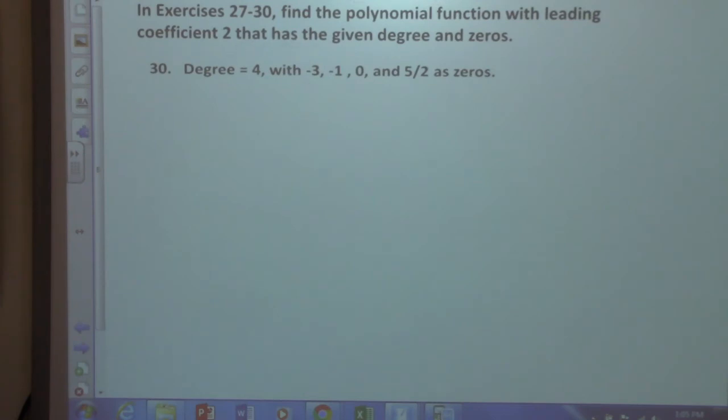All right, Kayla, how did you attack this one? I distributed. Well, first, did you just make the factors like x plus 3, x plus 1, x, and x minus 5 over 2? So these are your factors. So you just go like this, and then x out here, right? And then x minus 5 halves. Okay, what next?